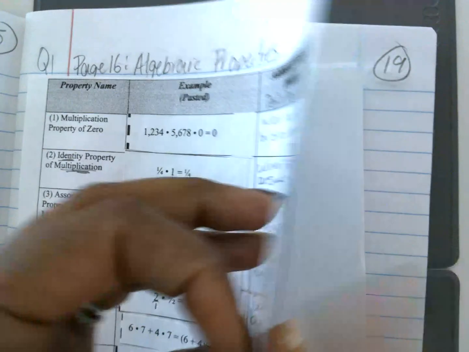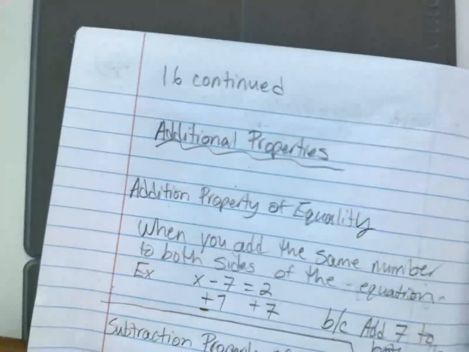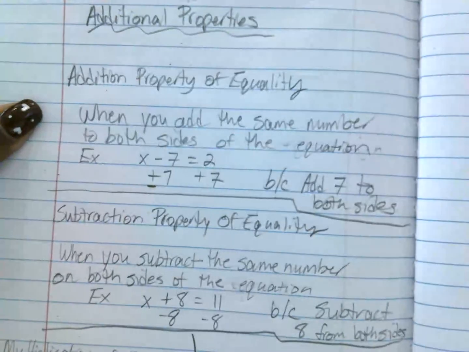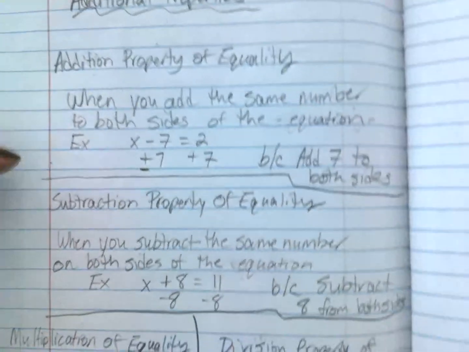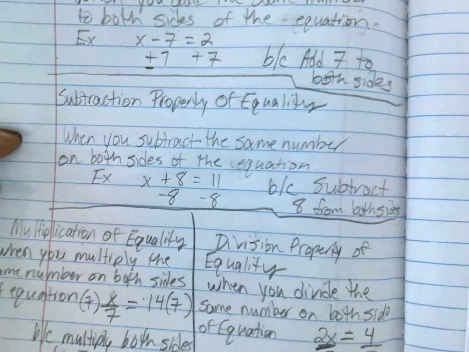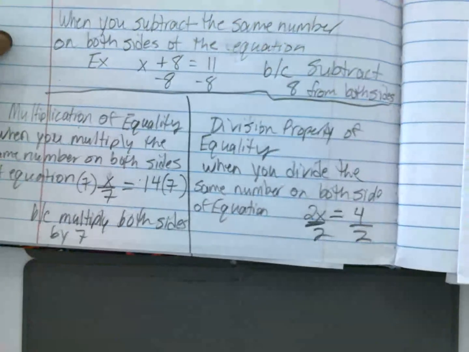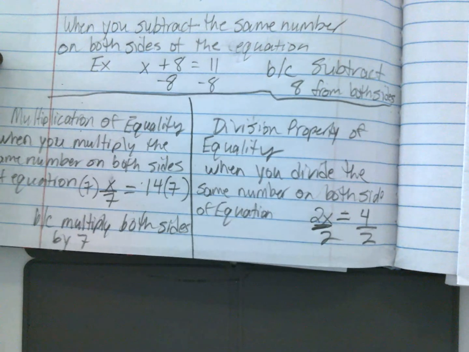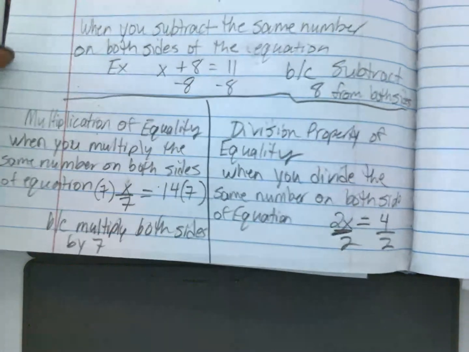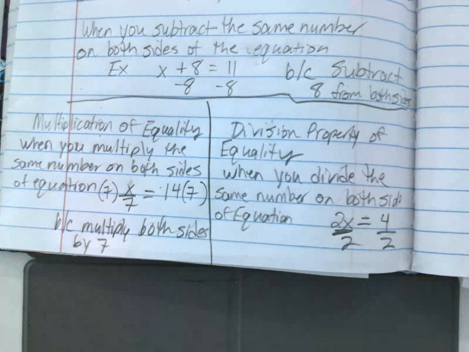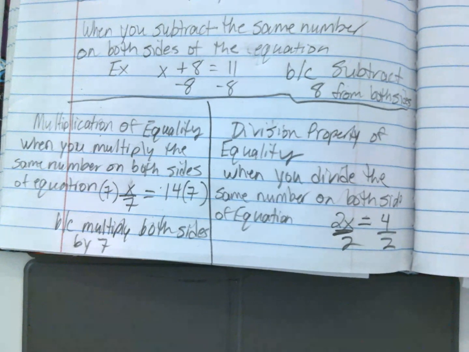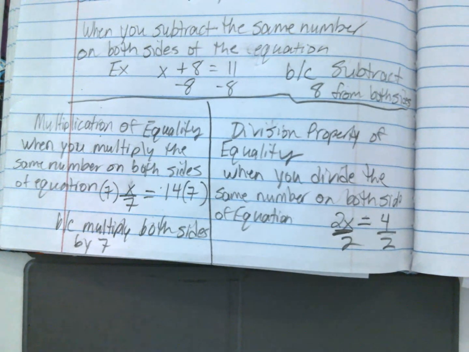Page 17. I'm sorry, 16. We got additional properties: addition property of equality, subtraction property of equality, multiplication and division properties of equality. Please make sure that you get those added notes. Pause for the calls. Please make sure that you get those. Okay, so we got that.